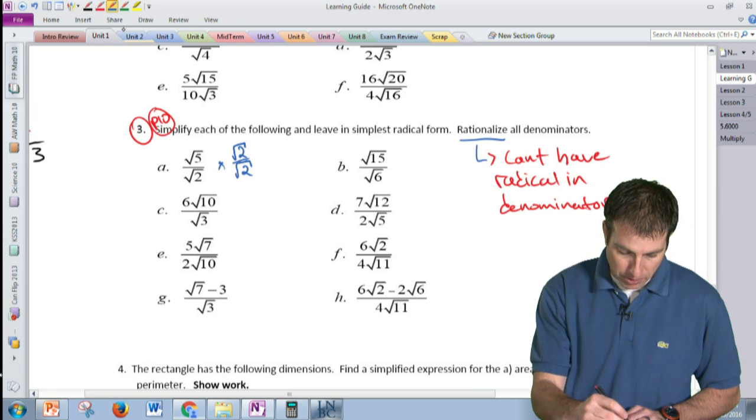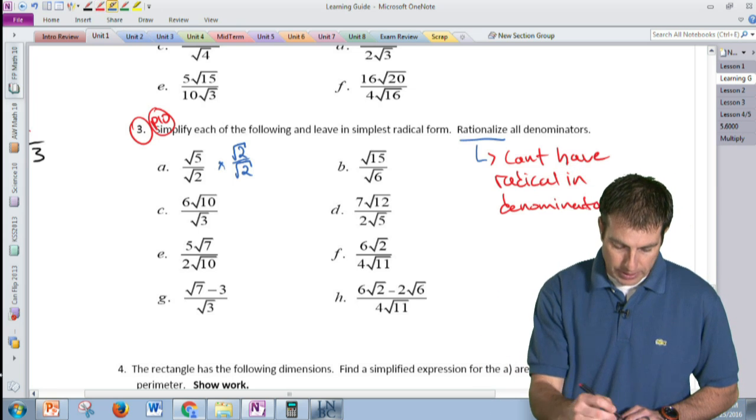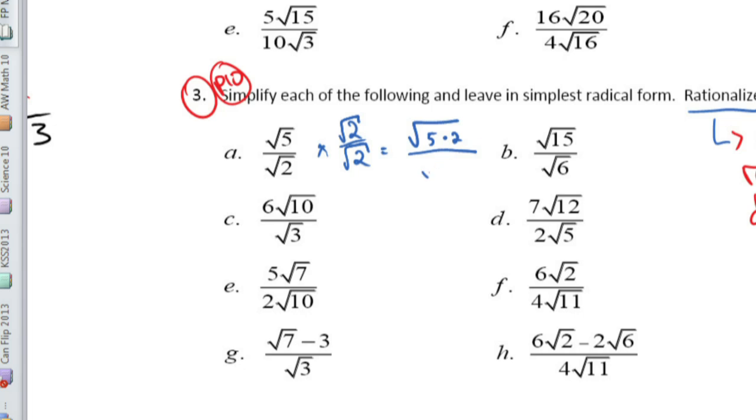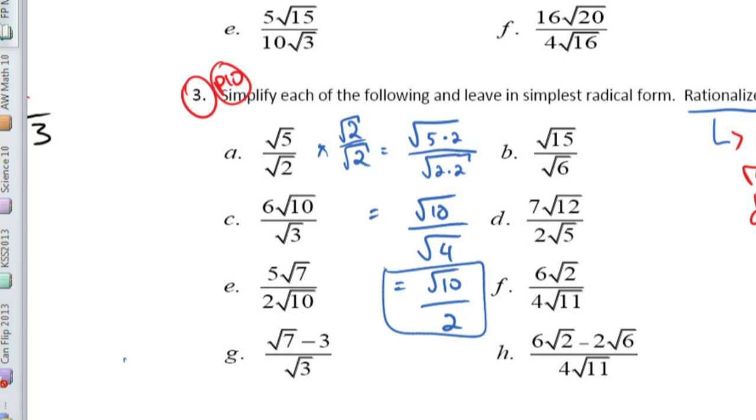So if I'm multiplying the top, 5, by root 2, I'm going to get 5 times 2 under that radical. And then the bottom, I'm going to get 2 times 2. I'll show a bunch of steps on this first one, but you can just take my word for it. On the top, 5 times 2 is going to give me root 10. The bottom, 2 times 2 is going to give me 4. And the square root of 4 is just 2.